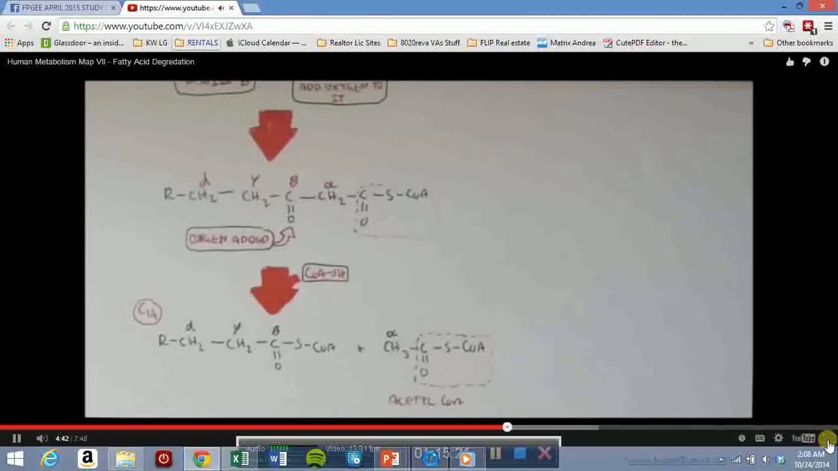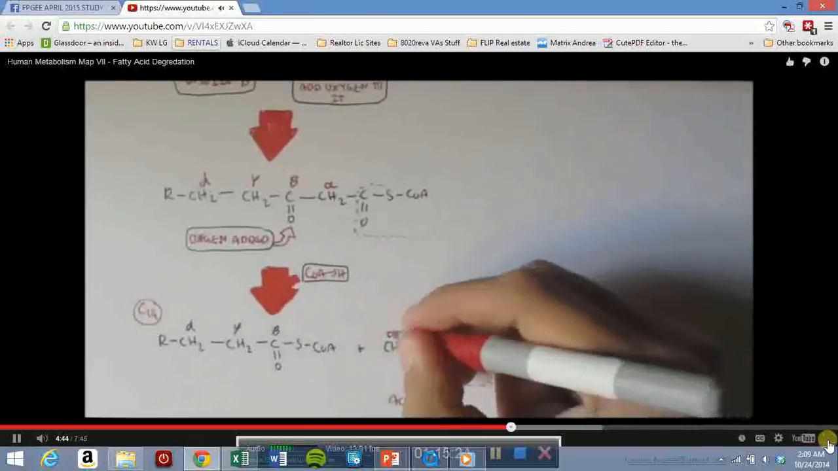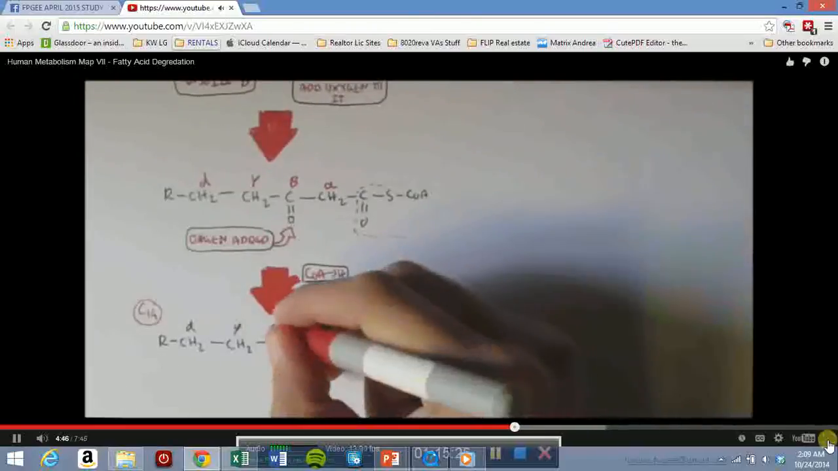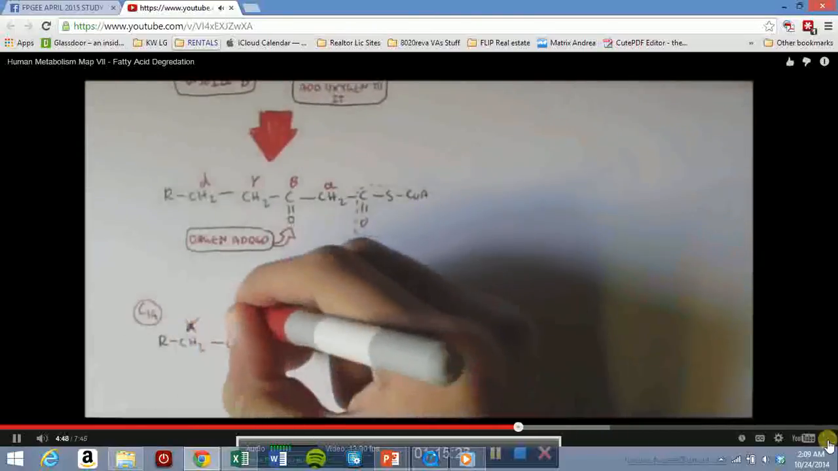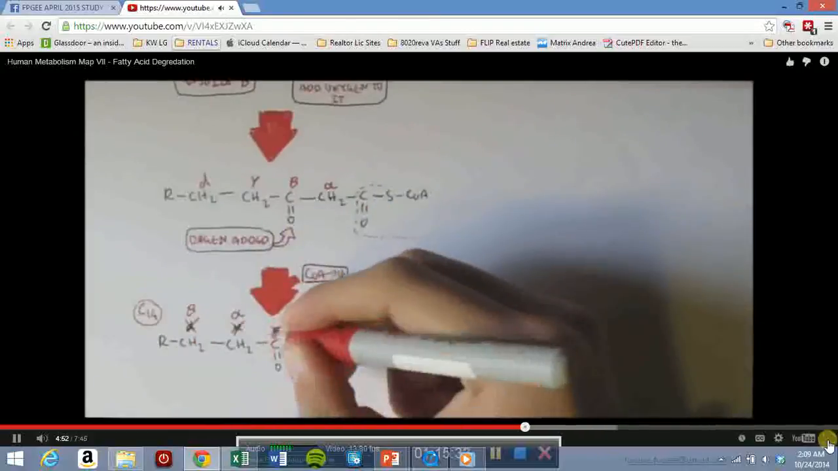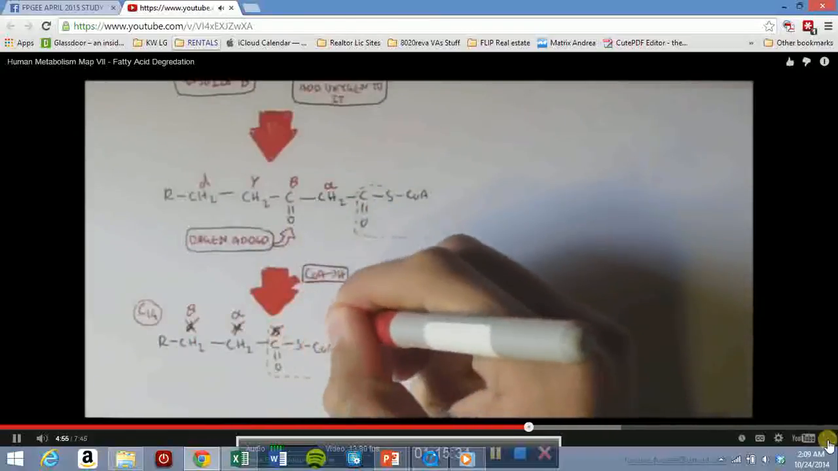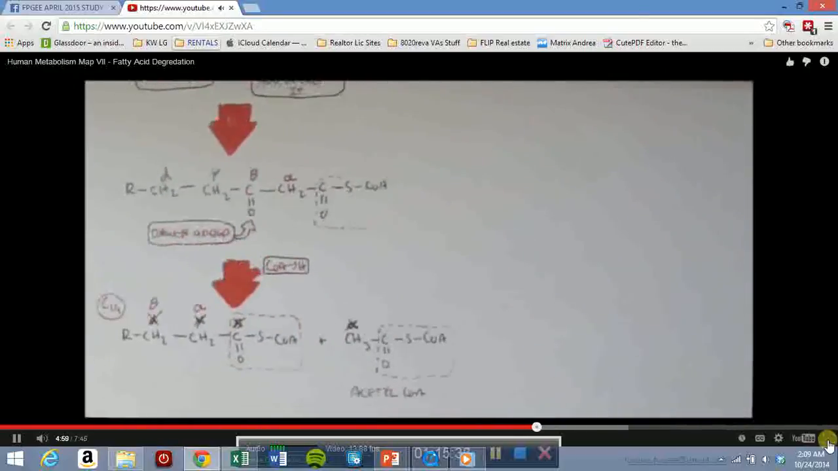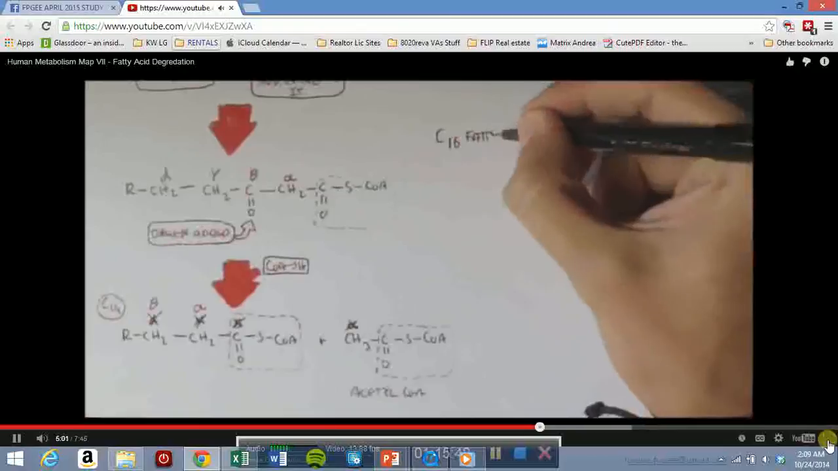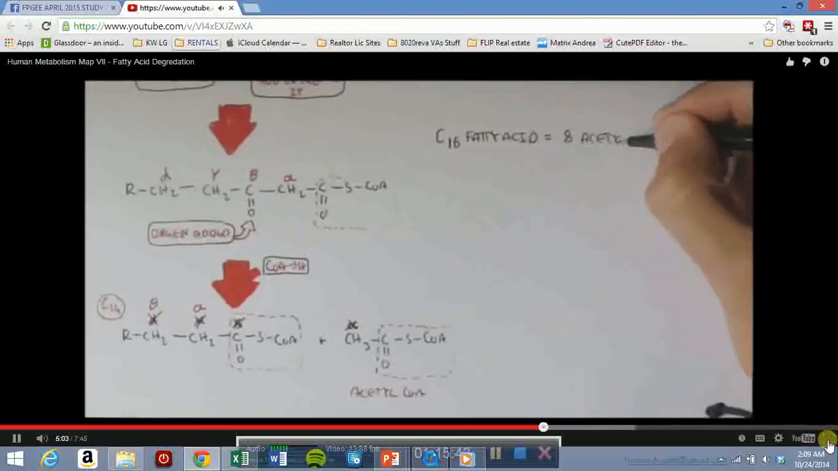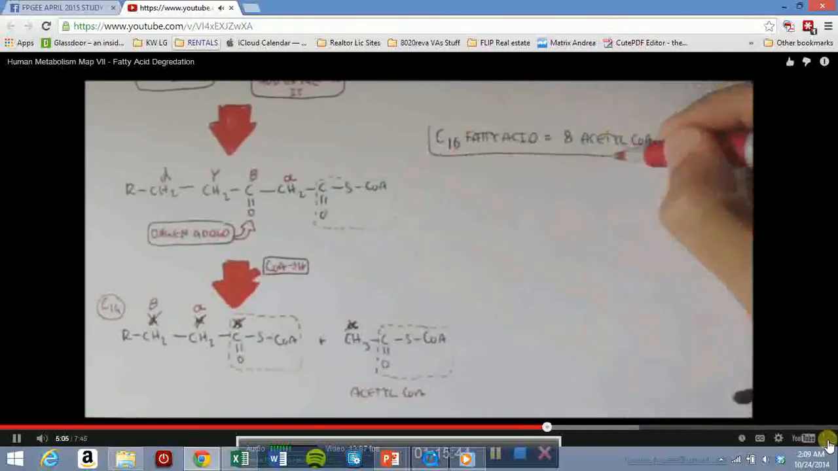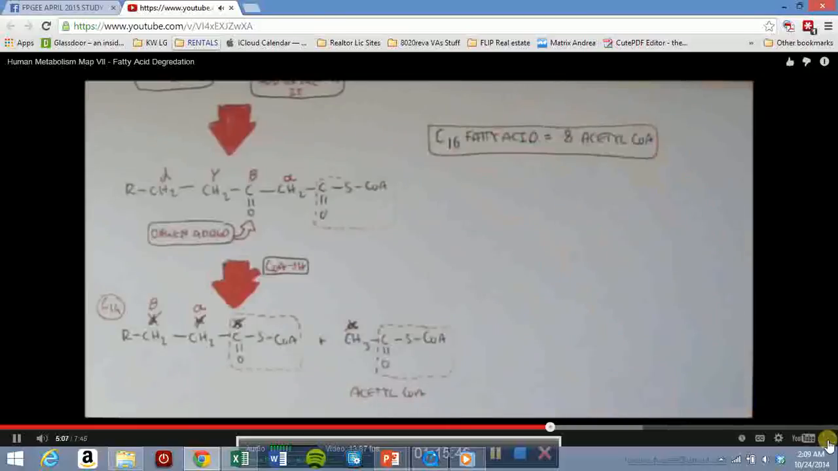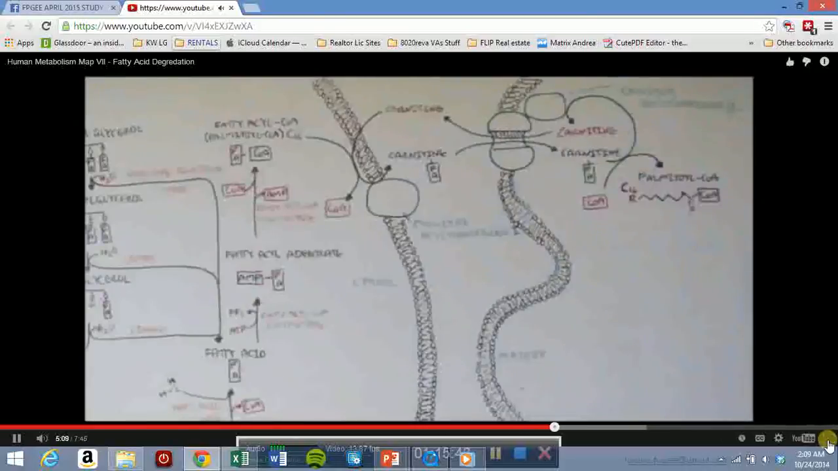It's a 14-carbon fatty acyl-CoA, which also means that this is no longer alpha, this is no longer beta, gamma, and delta. Here is the new carboxyl end, which means here is a new alpha carbon and beta carbon. And so beta oxidation can continue on with this 14 carbon. So from a 16-carbon fatty acid from the very beginning, if we remove 2 carbons at a time, we will get 8 acetyl-CoAs. So let's go back to the map.